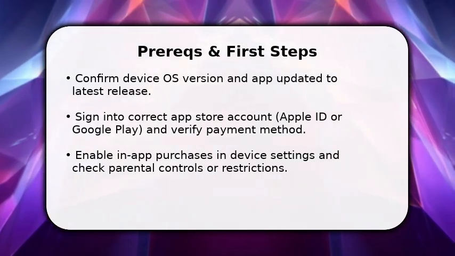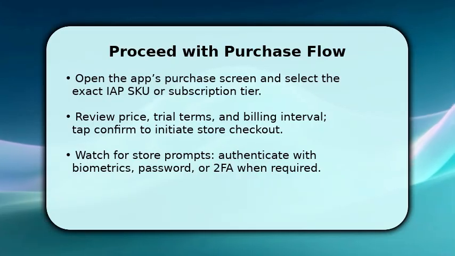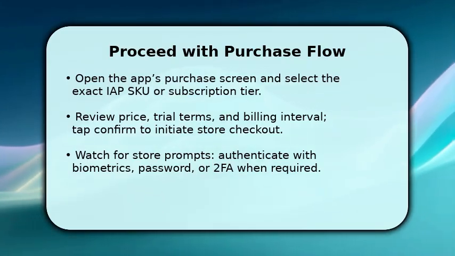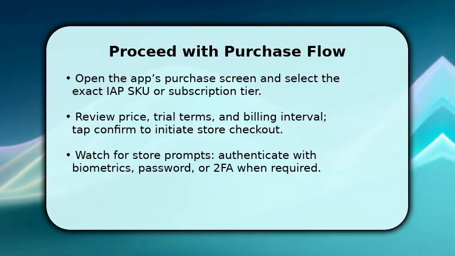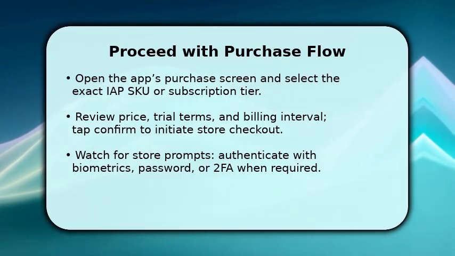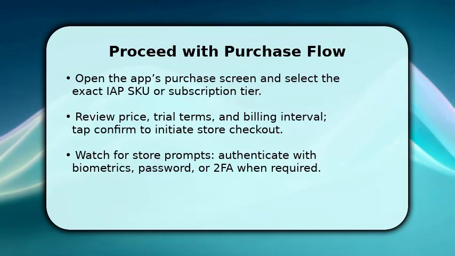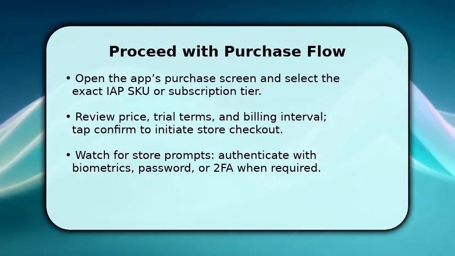You now run the app's purchase flow step by step. Tap the specific in-app item or subscription SKU. This ensures you request the right product identifier from the store. Read the price, trial length, and billing interval so you understand future charges. Then confirm to hand off to the App Store checkout.